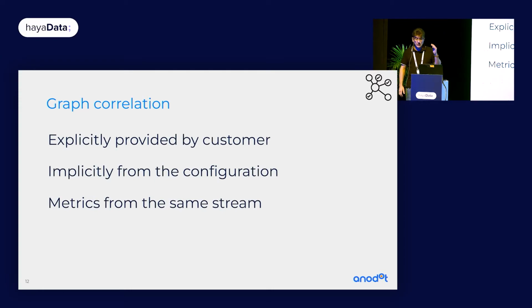The first and most straightforward type of correlation is graph correlation. The customer can explicitly provide it using a regex expression. Or we can implicitly figure it out using relevant system configuration, such as alert configuration, for example.